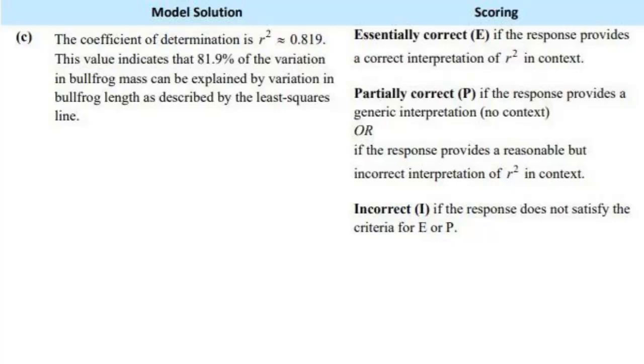Partially correct if they provide a generic interpretation but no context, so no mass length stuff or millimeters grams, that would be enough for context there. Or if the response provides a reasonable but incorrect interpretation of r squared in context, they would get a P. Incorrect if it doesn't meet one of those two criteria, either for an E or a P. So let's look at some student work samples to see what a correct answer looks like and what a partially correct answer looks like.